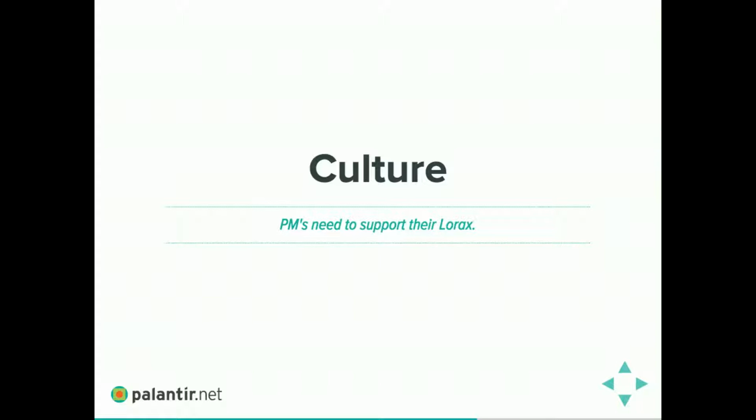Yeah, because you need more cars. Right. Everyone needs them. But support the Lorax. This is how the culture has to support clean code.